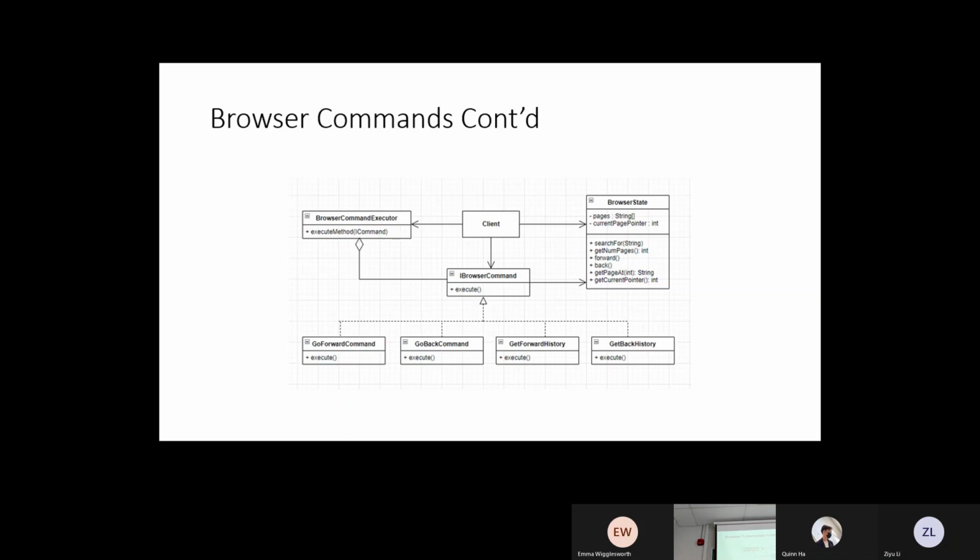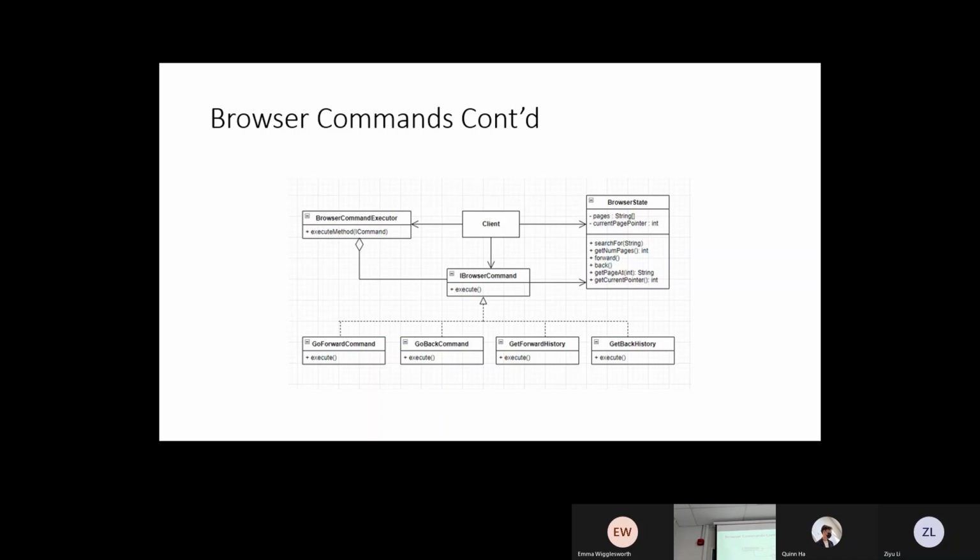Sorry, let me actually explain this part first. This is our receiver class, which I mentioned earlier. It's a class called browser state. What this is going to do is maintain a list of pages, and it has a pointer to the current page. You can update that pointer to go back and forth, and you can print the contents to the left and right of the pointer to view the history.